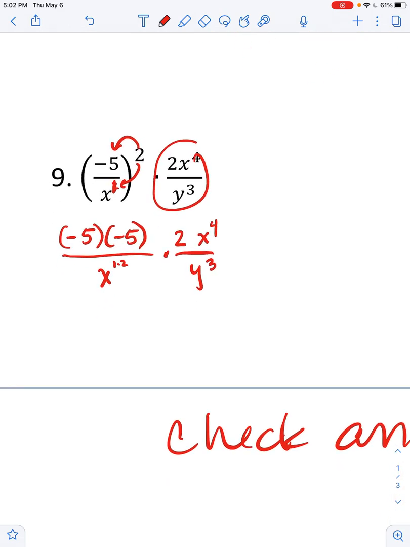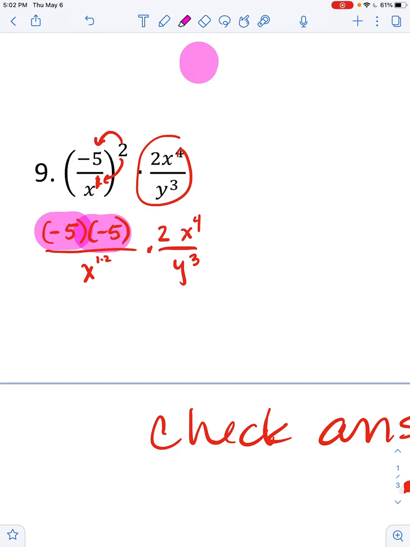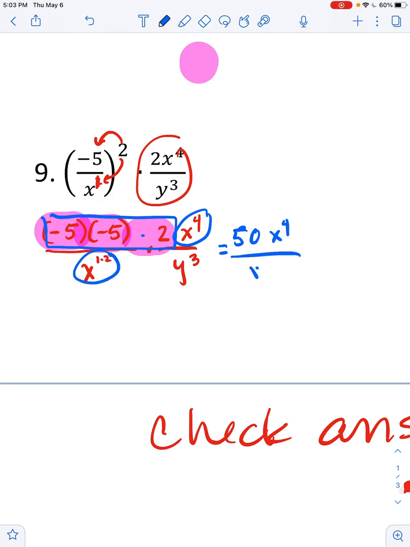Alrighty, let's take one thing at a time. Let's take the numbers. So my numbers are -5 times -5 times 2. I'm treating the whole top as one thing. So -5 times -5 becomes +25 times this 2 becomes a 50. So that's just multiplying these numbers together. Now, I have an x to the 4 on the top, but I have an x to the second on the bottom, and then my y cubed.